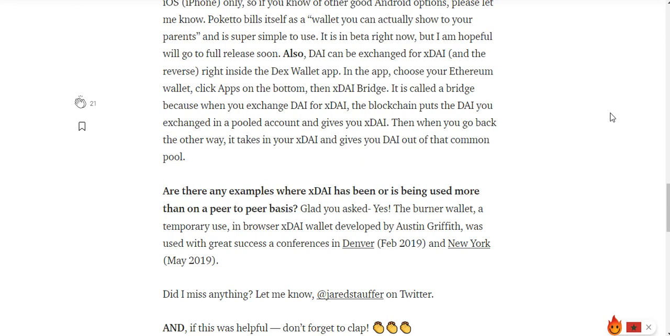Also, DAI can be exchanged for xDai and the reverse right inside the Dex Wallet app. In the app, choose your Ethereum wallet, click the apps on the bottom, and then the xDai bridge. It is called a bridge because you can exchange DAI for xDai, and the blockchain puts the DAI you exchange in a pooled account and gives you xDai. I'm telling you, these pooled accounts are the new banks, the new liquidity pools, the new Federal Reserve. Then, when you go back the other way, it takes your xDai and gives you DAI out of that common pool.